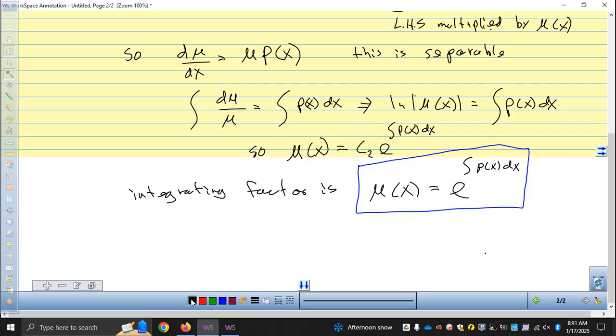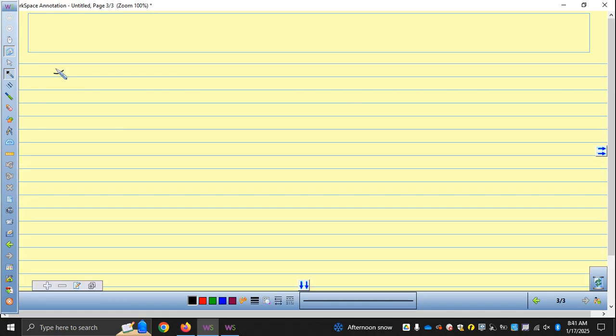So let's look at the process. How are we going to apply this? Questions on how we came up with the integrating factor? It's not a super complicated thing. All right, so an example.